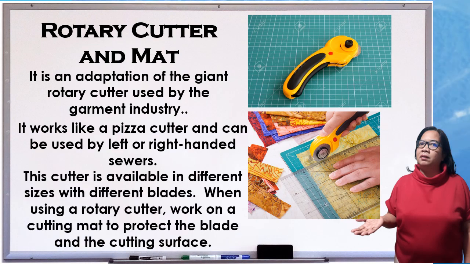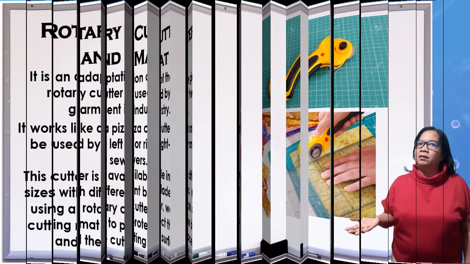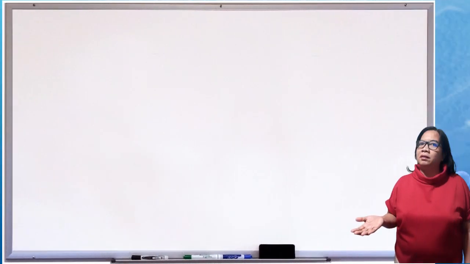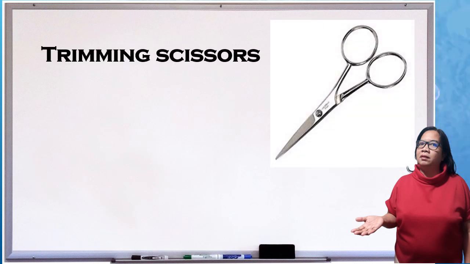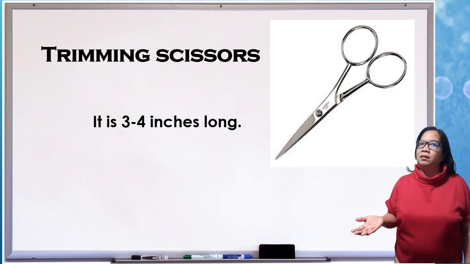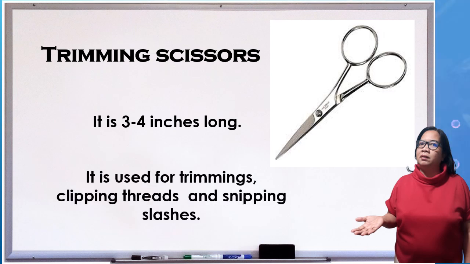This cutter is available in different sizes with different blades. When using a rotary cutter, work on a cutting mat to protect the blade and the cutting surface. Our next cutting tool is trimming scissors. Trimming scissors are 3 to 4 inches long. They are used for trimmings, clipping threads, and snipping slashes.